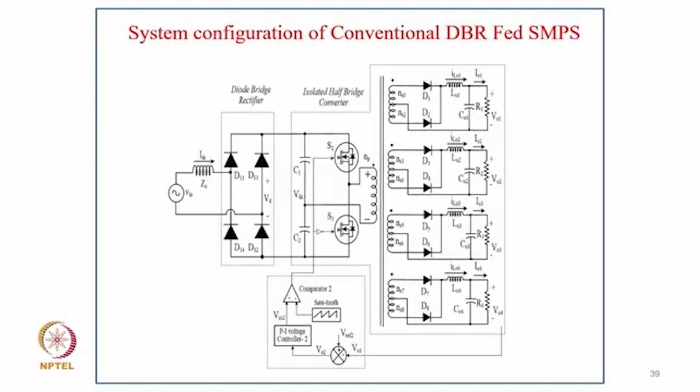Coming first to the conventional diode bridge rectifier fed switch mode power supply, this is the typical configuration if you look into it. Here we have a diode rectifier, and of course it shows the input source impedance. After that, we have a half bridge, normally used in many applications of this existing switch mode power supply. And then we have multiple outputs, each with its own full wave rectifier.